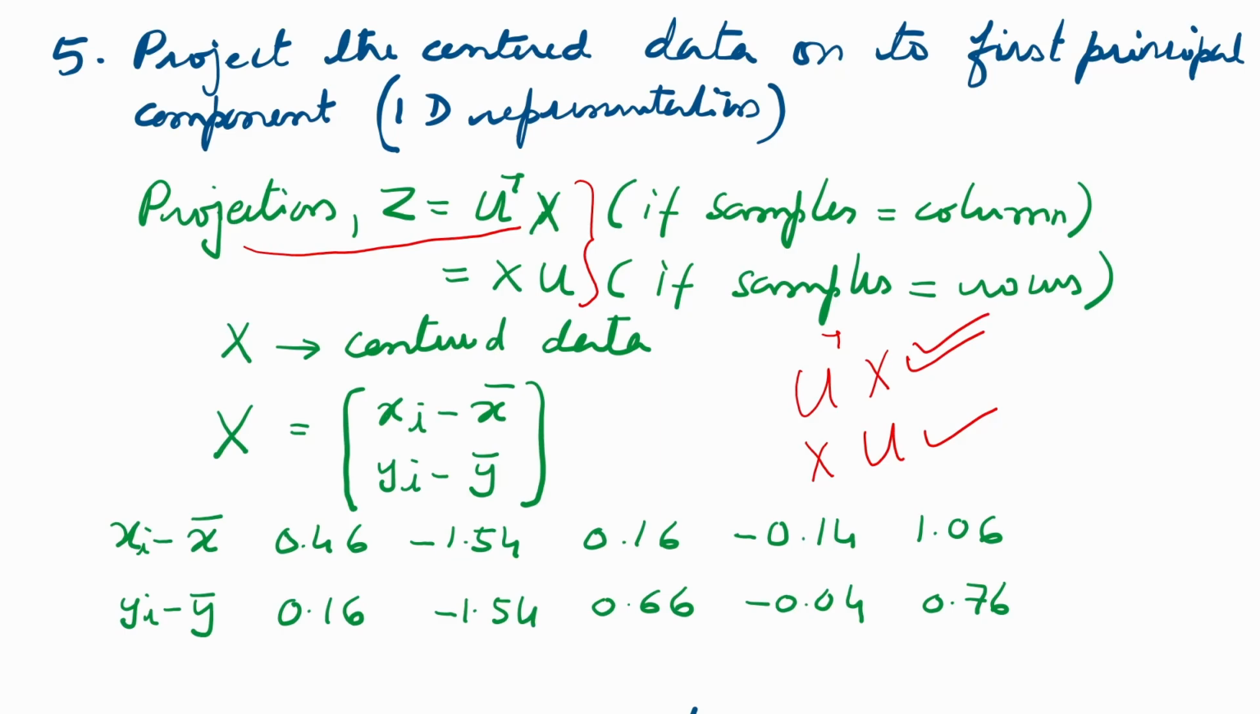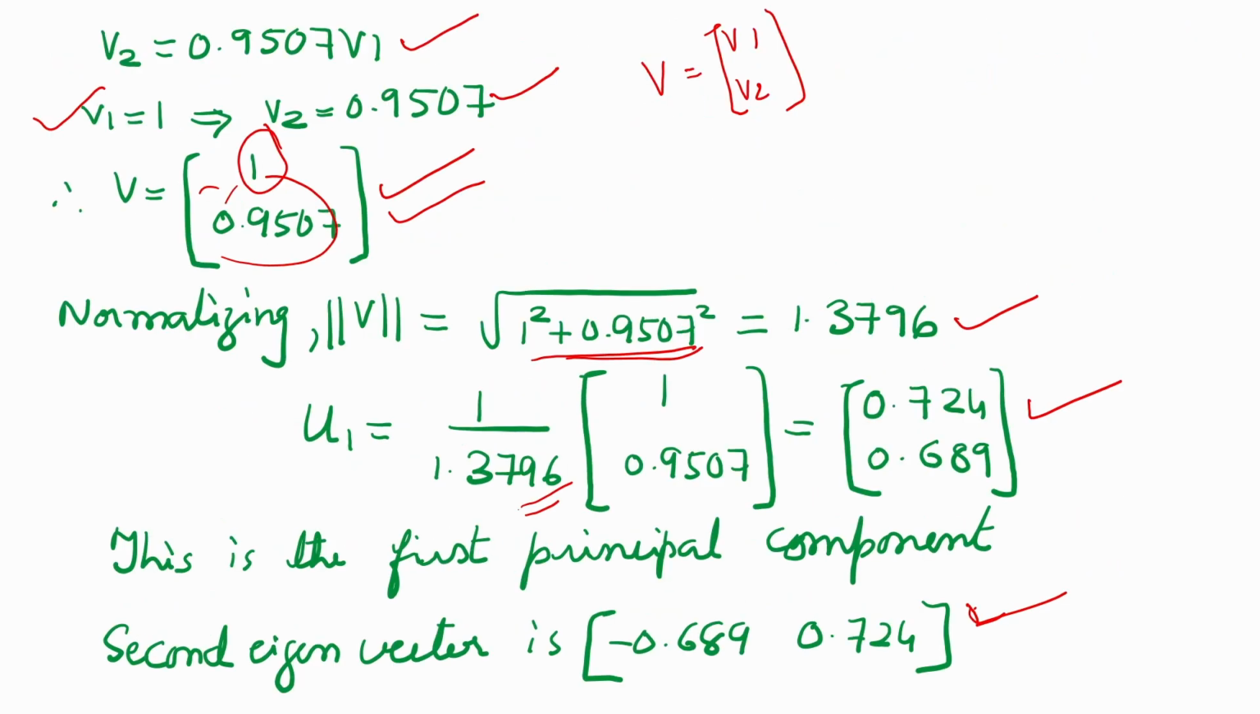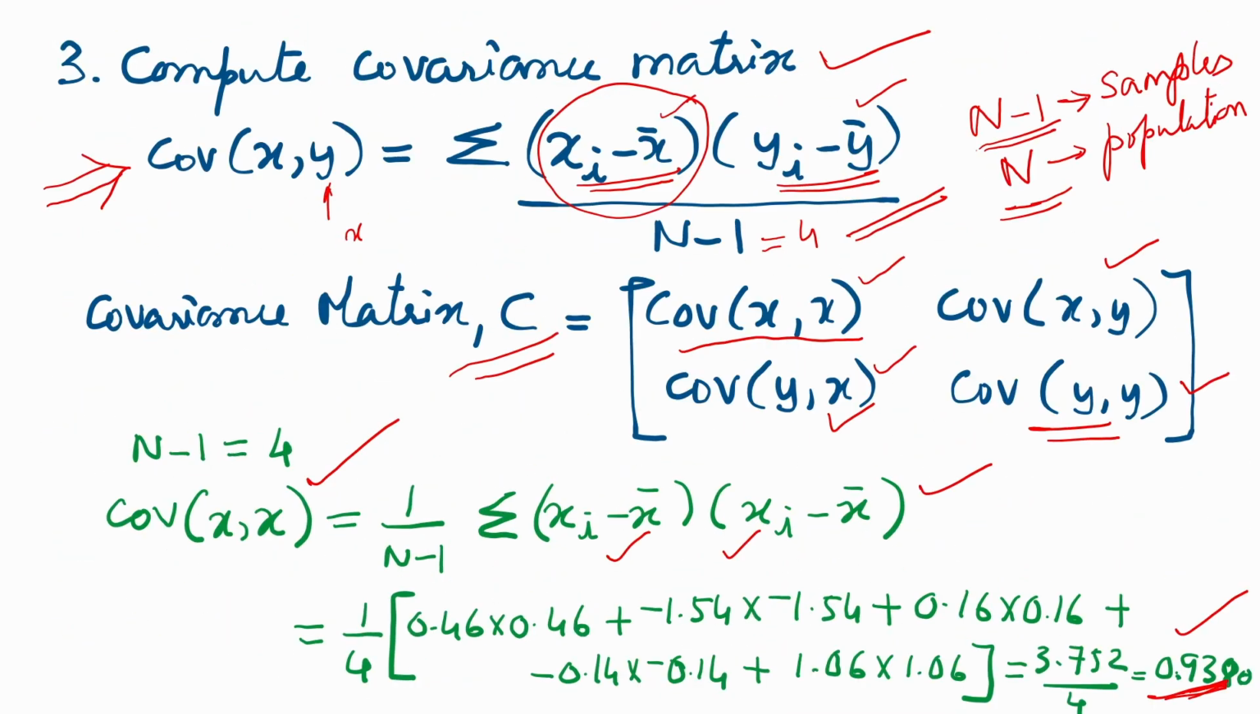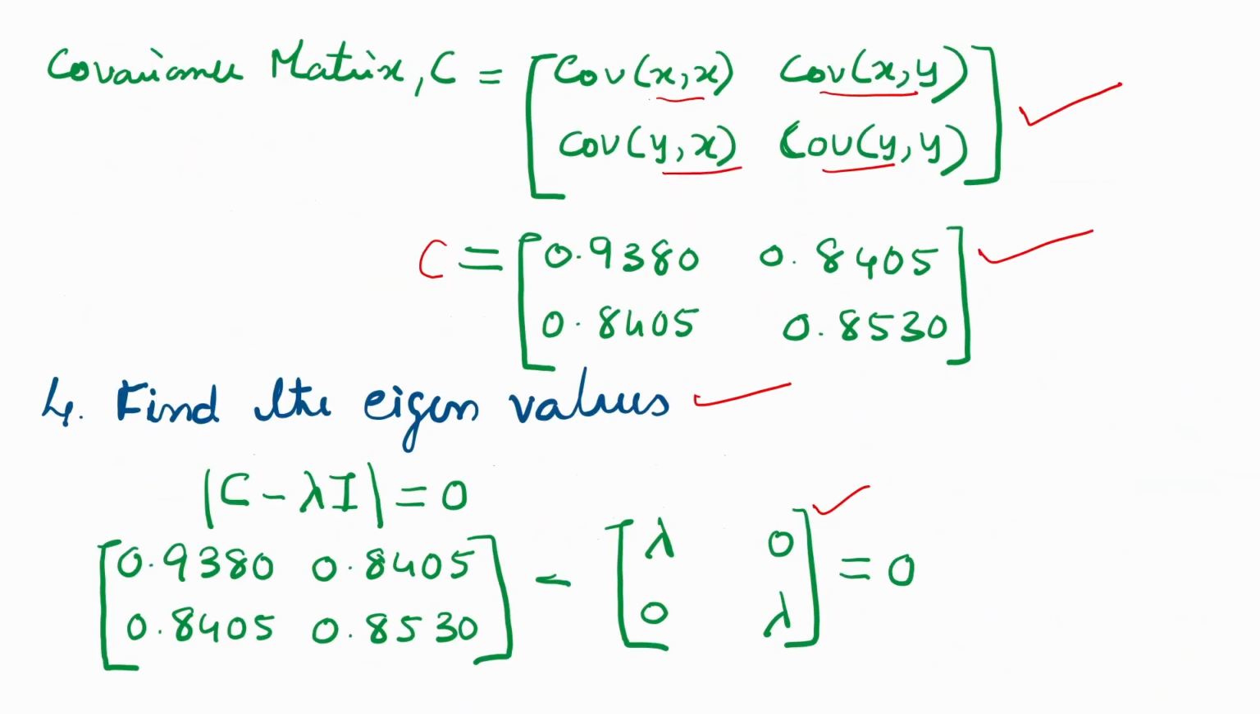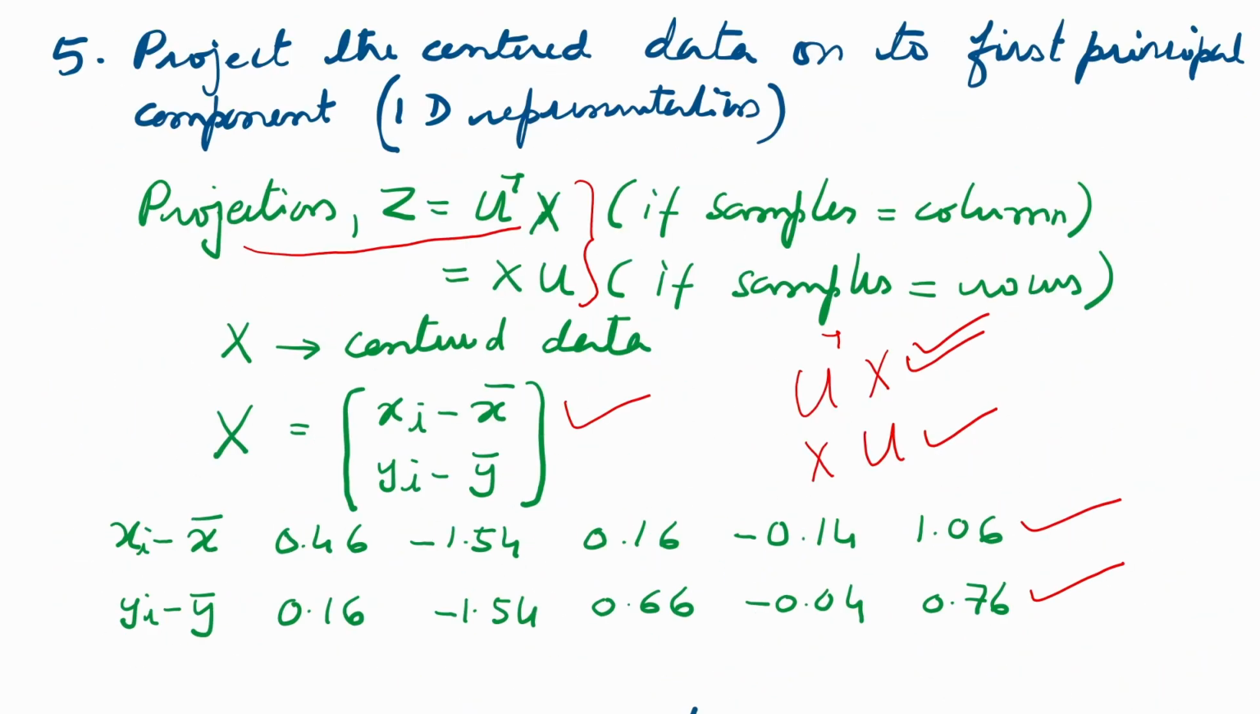Now what is this X? X is nothing but the centered data. This is capital X, the centered data, that is xi minus x bar, yi minus y bar. We already found these values in the previous step. Basically it is xi minus x bar and yi minus y bar, so you won't get confused. So these are the values you are getting here, these two values we found.